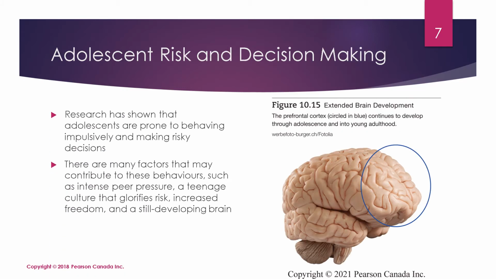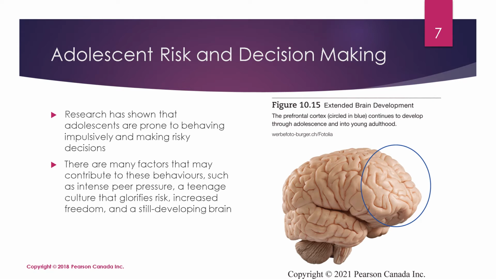So we actually do see differences in terms of the brain development of adolescents as well. Researchers have shown that adolescents are prone to behaving impulsively and making risky decisions. Of course, there are a lot of different factors that contribute to these behaviors. We know that peer pressure is a very real thing, and peers are definitely seen as the largest influence in an adolescent's life.